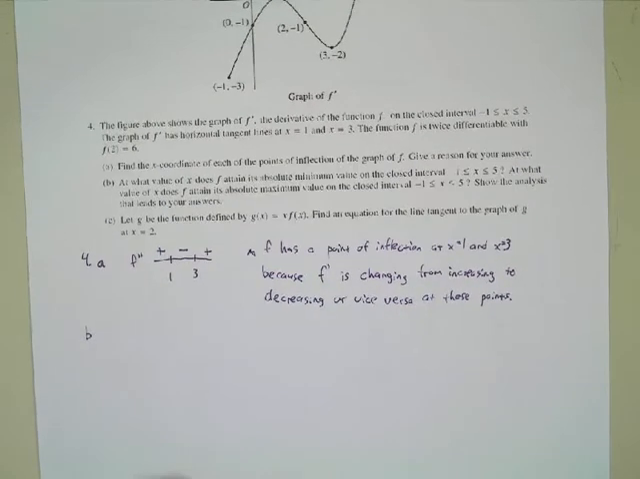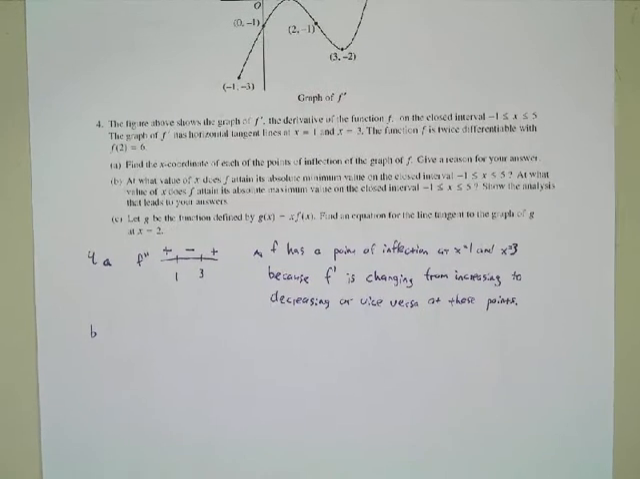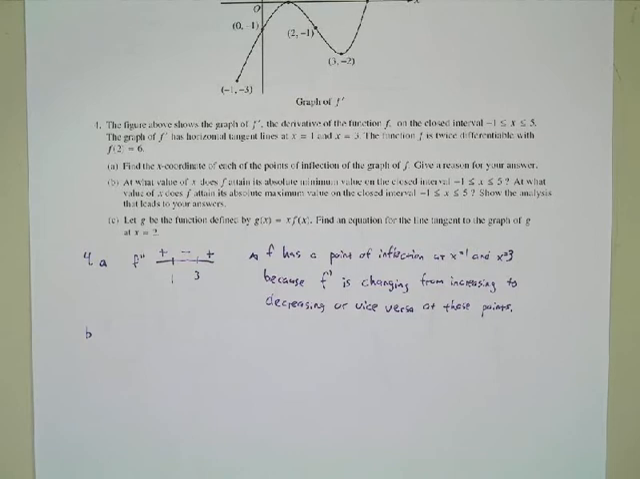All right, letter B. This is related to what we've been doing, but it's not exactly, but still we can use that idea. At what value of x does f attain its absolute minimum value on the closed interval from -1 less than or equal to x less than or equal to 5? And then we'll ask the further questions later on. But let's just try to figure that out.